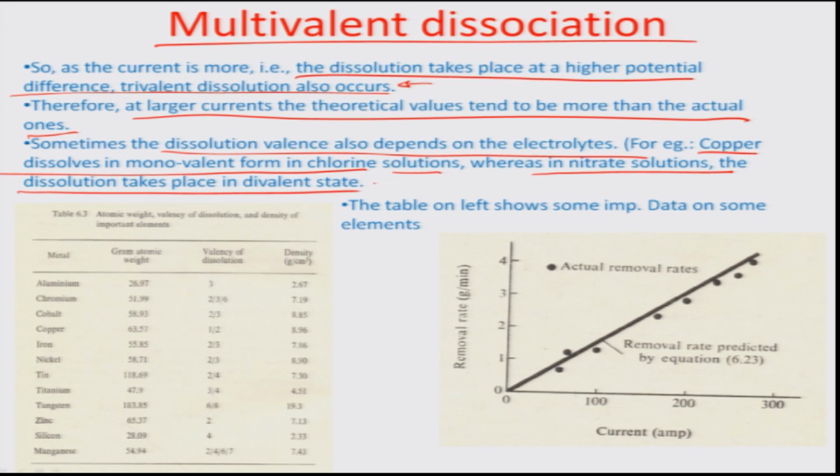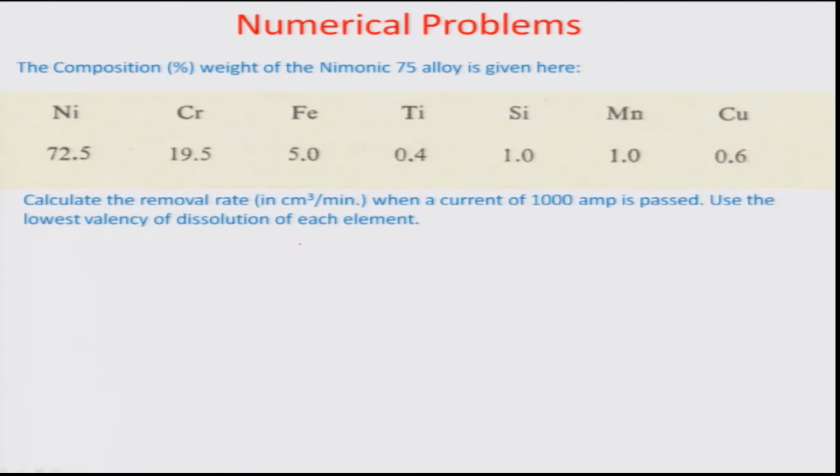This table right here mentions some properties of the different metals which participate in the oxidation reduction process: their gram atomic weight, the different valencies of dissolution that they may possess, and their density, which is important for calculation, particularly on alloyed systems. We are now going to look at an interesting problem of a multi-phase alloy called Nimonic 75, for which we want to find the removal rate in cubic centimeters per minute.